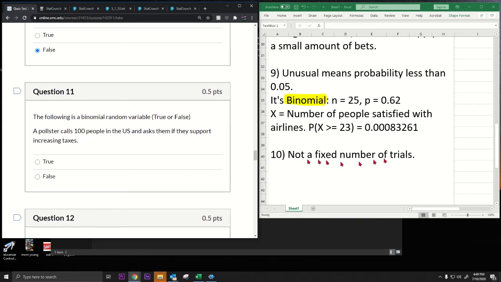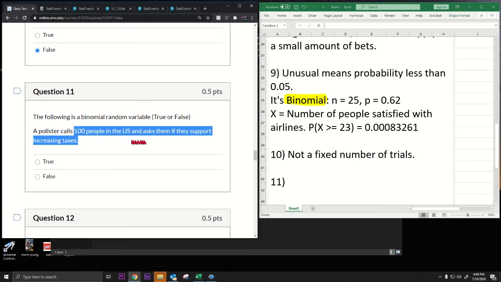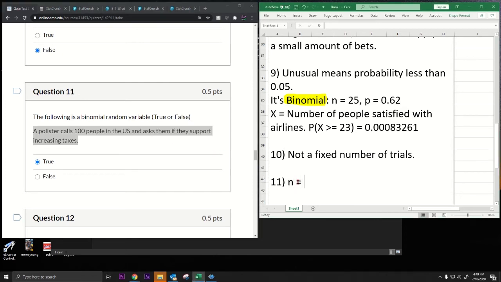All right, number 11. The following is a binomial random variable, true or false. A pollster calls 100 people in the US and asks them if they support increasing taxes. Yep. That one's nothing unreasonable, nothing to doubt, you know? There's a fixed number of trials, and that's pretty much it. There's no probability given, but I mean, there's nothing there that's gonna cause us to doubt it. So we're gonna say true.